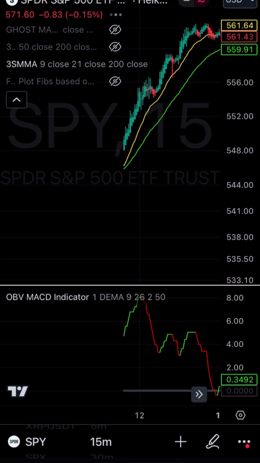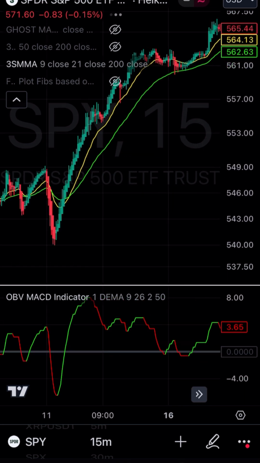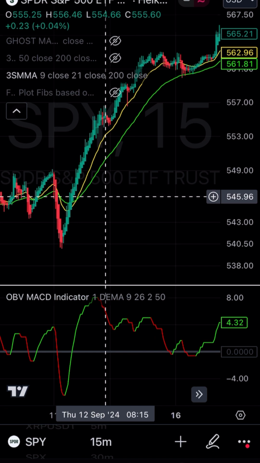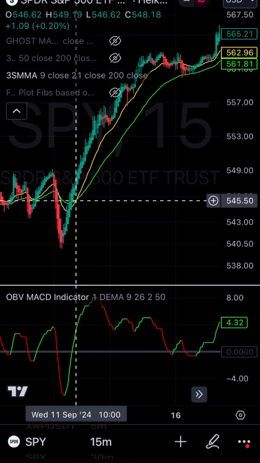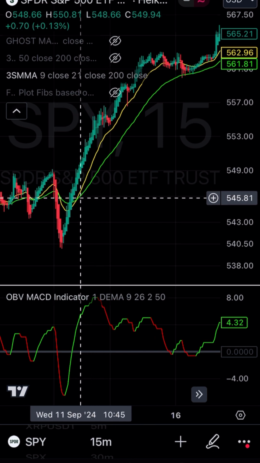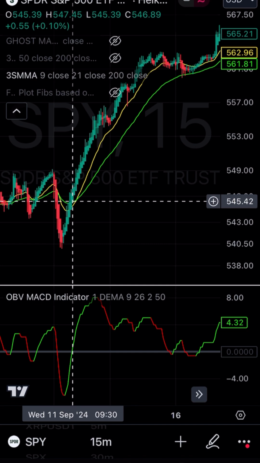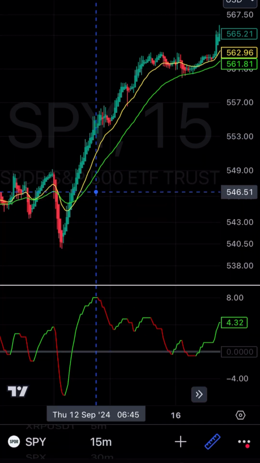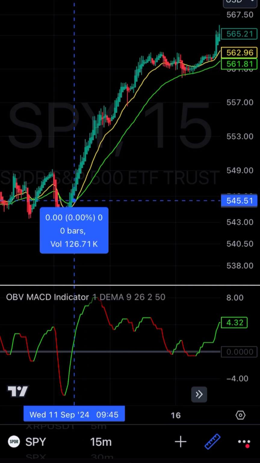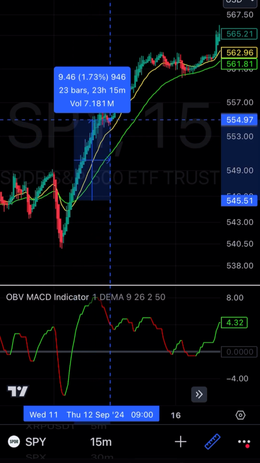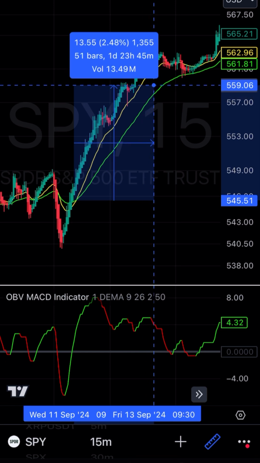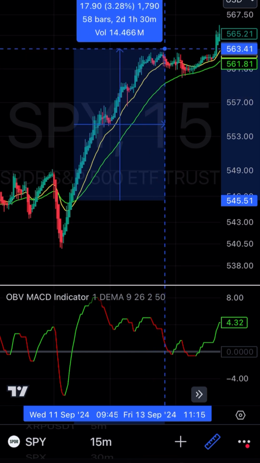Let's focus on another moment where it goes up. Okay, so it goes up right here. We see it cross right here. So as long as the lines on the OBV MACD do not cross that zero line, you should be pretty good with your trade. So you could ride this entire thing out even with the ups and downs. You could ride it out till up here.